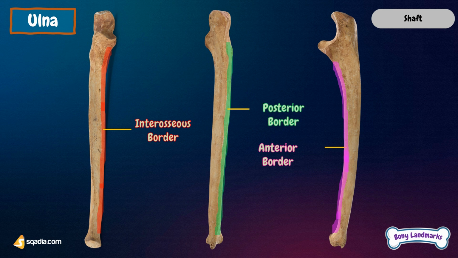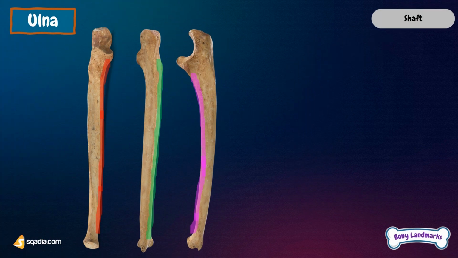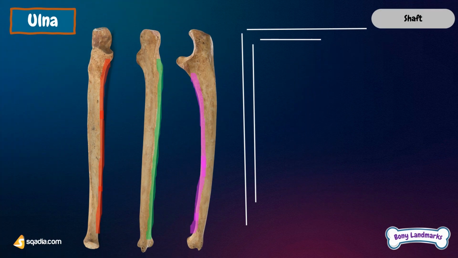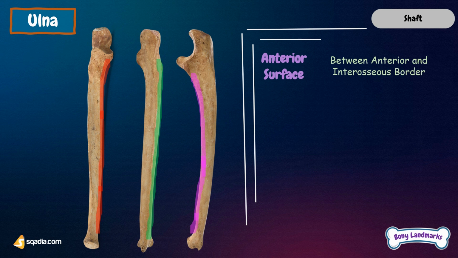The posterior border is subcutaneous. It begins above at the apex of the triangular subcutaneous area at the back of the olecranon process and terminates at the base of the styloid process. As for the surfaces of the ulnar shaft, the anterior surface lies between the anterior and interosseous borders. A nutrient foramen is seen on the upper part of this surface. It is directed upwards. The nutrient artery is derived from the anterior interosseous artery.